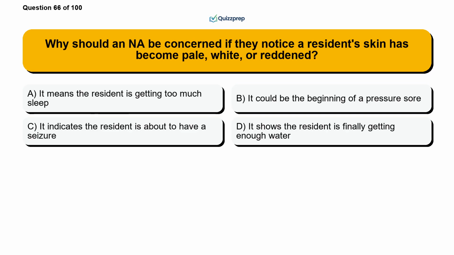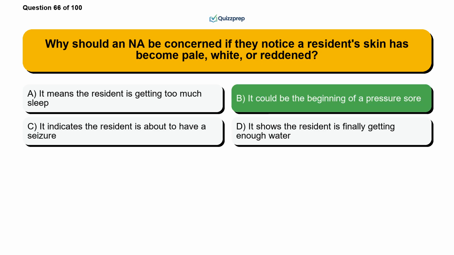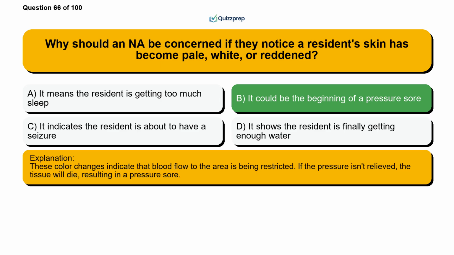Question 66. Why should a NA be concerned if they notice a resident's skin has become pale, white, or reddened? Option A, it means the resident is getting too much sleep. Option B, it could be the beginning of a pressure sore. Option C, it indicates the resident is about to have a seizure. Option D, it shows the resident is finally getting enough water. The correct answer is option B. It could be the beginning of a pressure sore. These color changes indicate that blood flow to the area is being restricted. If the pressure isn't relieved, the tissue will die, resulting in a pressure sore.